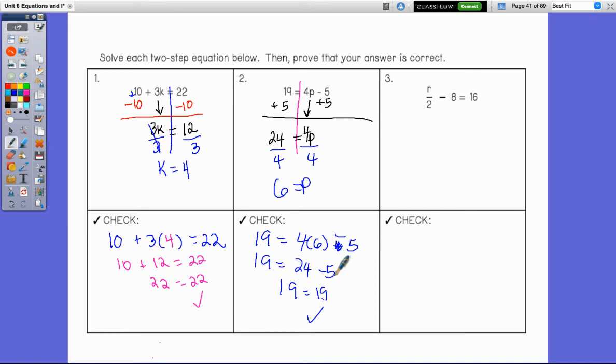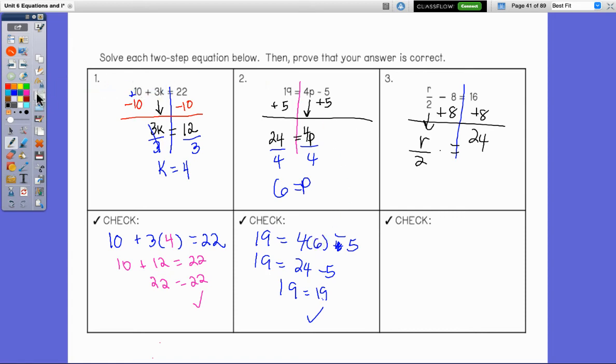Okay, number 3. A lot of people don't like this kind because of that fraction division sign, but it's okay. First thing we're going to do is draw our line. Opposite of subtraction is addition. Good job. We're going to add 8 to both sides. And I get 24. Bring down my variable. This zeroes out. I get r divided by 2 is 24.